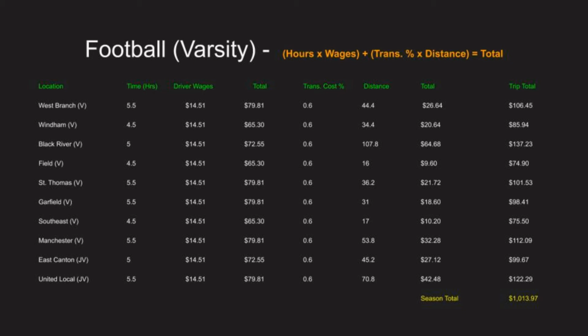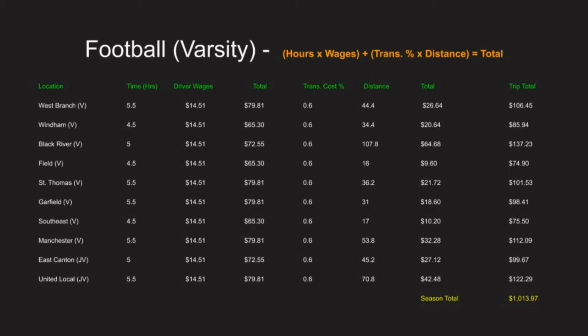Again, we're looking at the quantity of time multiplied by the driver's wages to create one total. And then the second quantity is the transportation cost percentage, again 0.60, multiplied by the distance. That also will give us a total. For the West Branch varsity bus trip, the transportation cost percentage is 0.6. Total distance to and from the competitive site was 44.4 miles, giving us a total of $26.64.